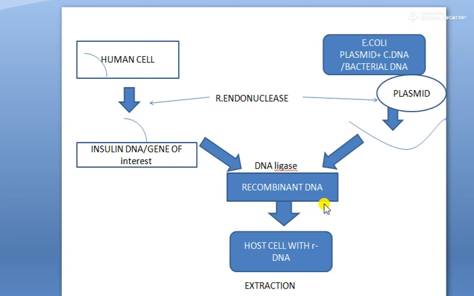After getting those DNA strands, with the help of restriction endonuclease, the insulin DNA or gene of interest is included into the plasmid or vector. With the help of DNA ligase, we can create the recombinant DNA. This recombinant DNA enters into the host cells. These host cells are cultured in fermenters, and those host cells create daughter cells which contain the rDNA, that is recombinant DNA. After creating these daughter cells, we can extract the gene product of interest and collect it for use.